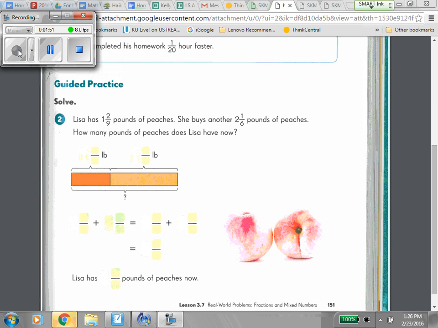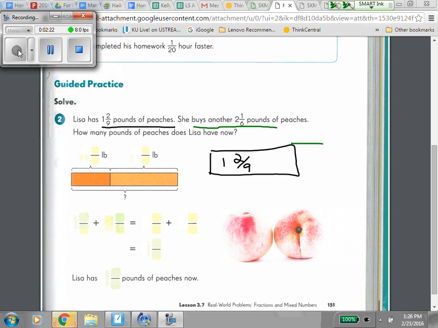The next problem can be found on page 151, and this is a relatively straightforward problem, not too hard. So Lisa has 1 2/9 pounds of peaches. She buys another 2 1/6 pounds of peaches. How many pounds of peaches does Lisa have now? So what do we know? Well, we know that Lisa starts out with, and we'll draw a bar for this, 1 2/9 pounds of peaches, and then she buys another 2 1/6 pounds of peaches. So how much does she have altogether?